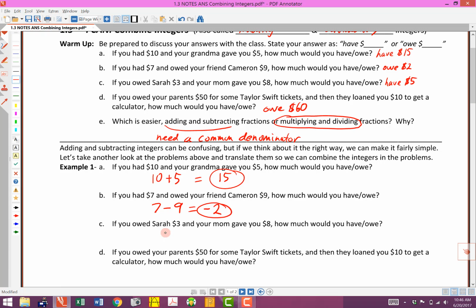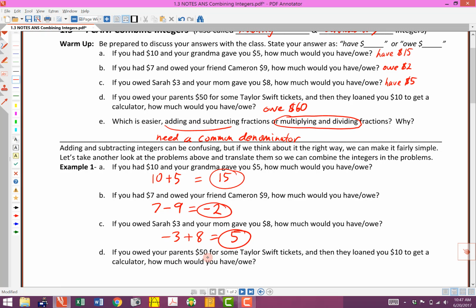Let's take a look at the next one. If you owe Sarah $3, so that's going to be a negative 3, and your mom gave you $8, so we're going to represent that with a positive 8 because that's good. We got money there. Let's see, we've got negative 3 plus 8. We owe $3 and we have $8. Well, let's see, if we took 3 of these dollars to pay that off, to kind of cancel that debt out, what we'd be left with is $5 and it would be positive. So I'm going to leave it like that.